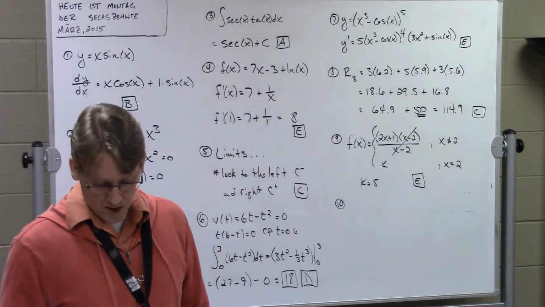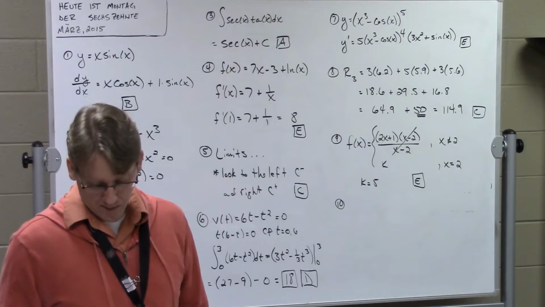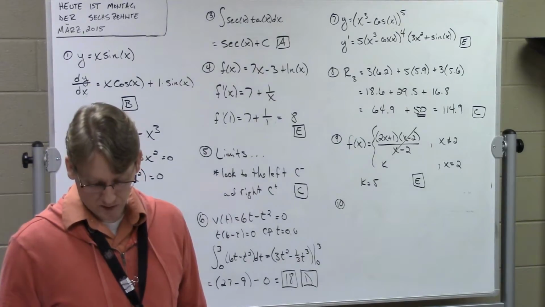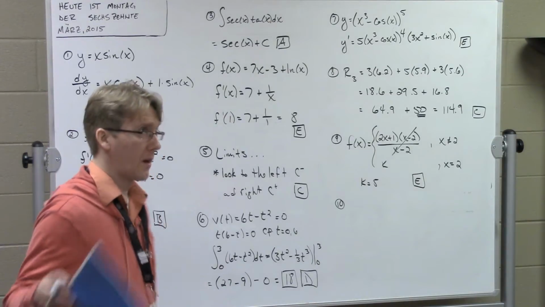What is the area of the region in the first quadrant bounded by the graph of y equals e to the x over 2 and the line x equals 2? Okay.